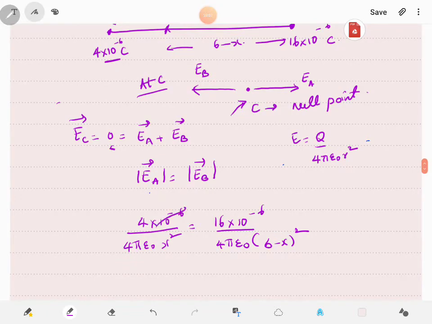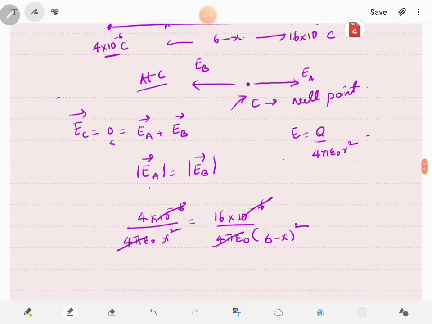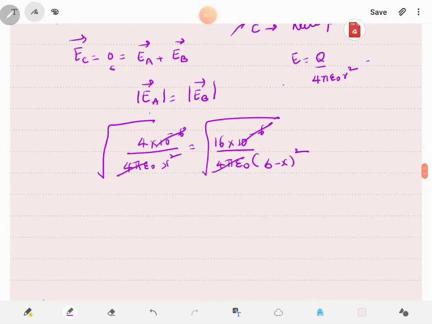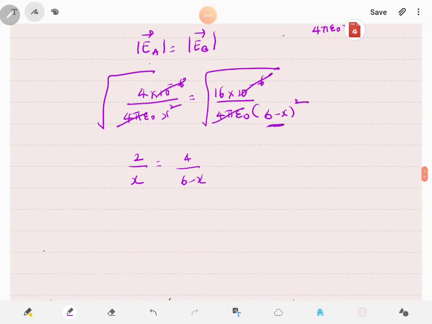So 10 power minus 6 and 10 power minus 6 cancel, 4 pi epsilon naught and 4 pi epsilon naught cancel. To solve this equation, I'm going to take square root on both sides. What happens here? Once you take square root on both sides, square root of 4 is 2. Root x square is going to be x. Therefore, this is going to be 2 by x, equal to root 16 is 4, and 6 minus x the whole square under root is just going to be 6 minus x.